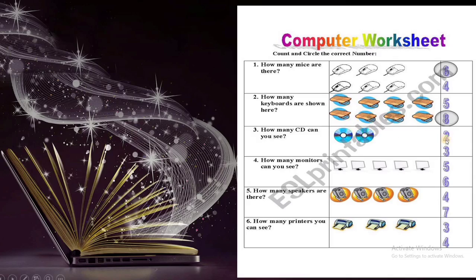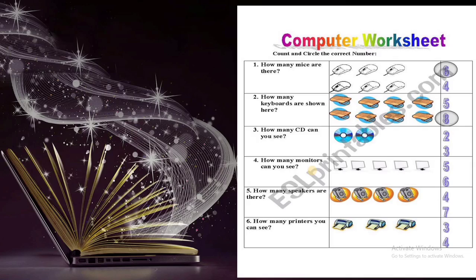So which is the number 2? Which one? This one. This is the number 2. So we circle this number 2. Right? Now come to the fourth question.